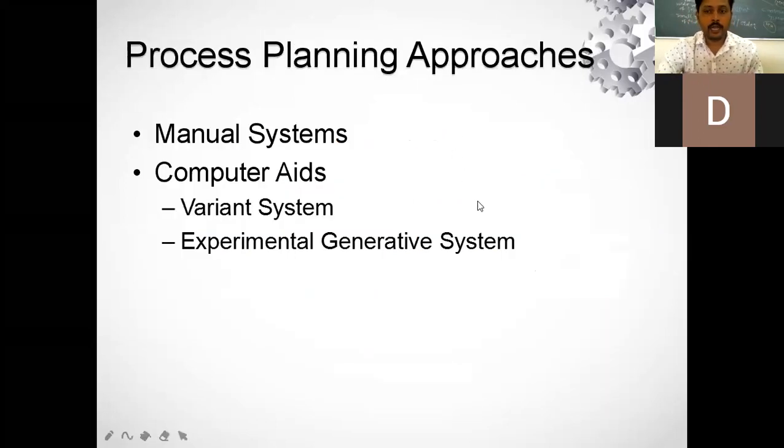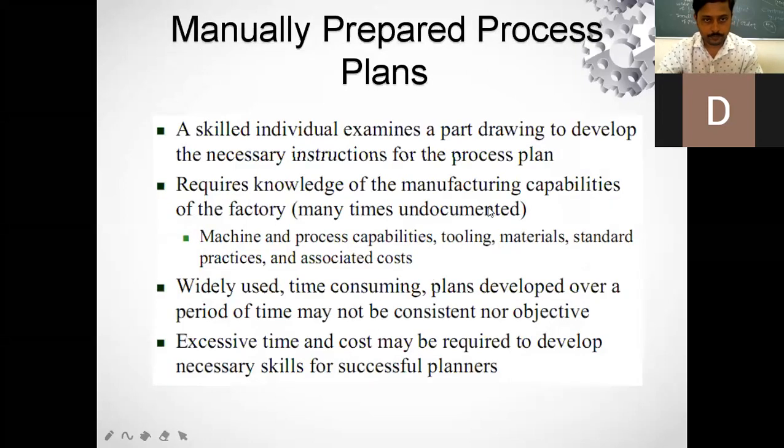Then there are two approaches for process planning. The first one is the manual system and the second one is the computer aided system. In the computer aided system, we have the variant system and the experimental generative system. We are going to discuss those later in this lecture. So let's start with the manual system.